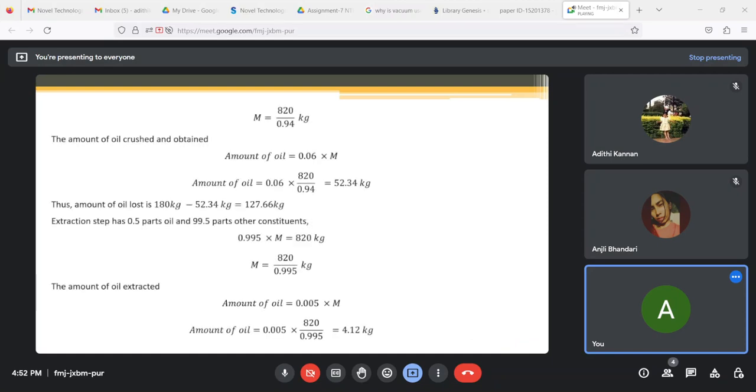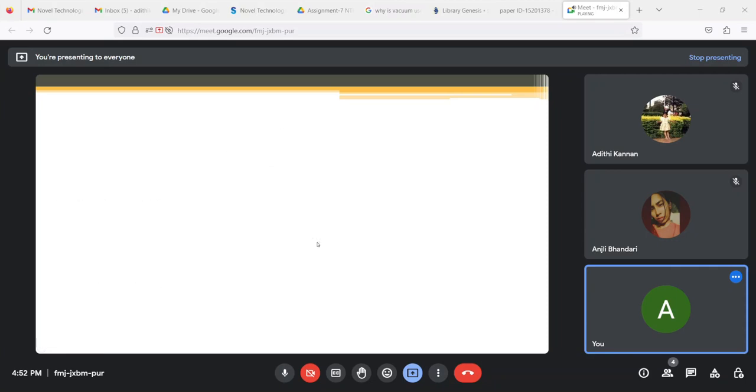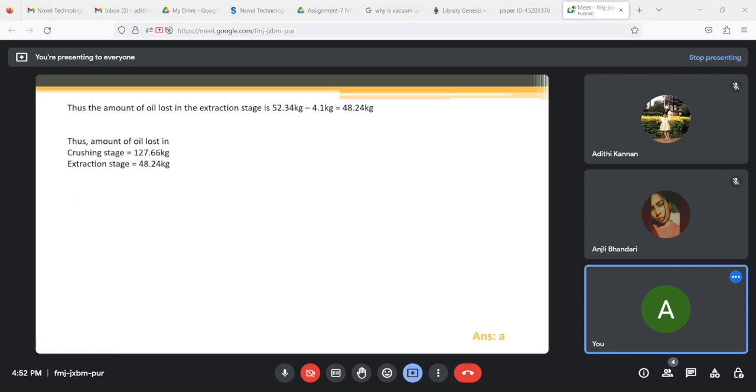Just to recap, since the amount of solids is constant, you do a mass balance for the solids. From there, you get the total mass of the stream. From the total mass of the stream, you already know what percentage is oil. In the crushing step, there was 6% oil. In the extraction step, there was 0.5% oil. So you know how much oil is remaining, and from there you can calculate how much oil was lost. The answer is option A.